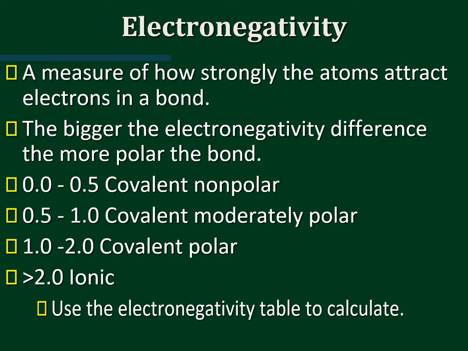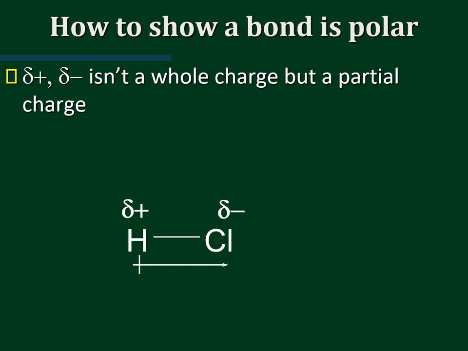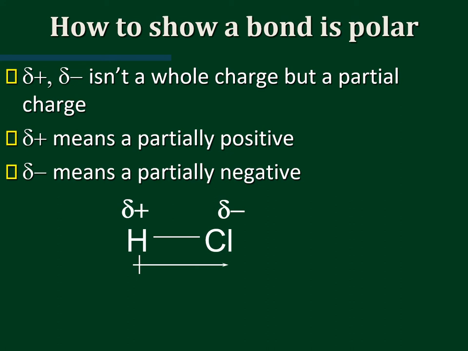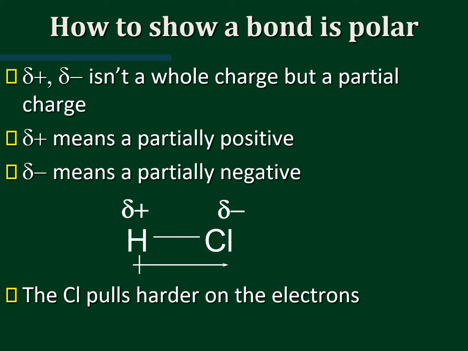So how do we show a bond is polar? Here is an example. We use the partial positive and partial negative symbols. This isn't a whole charge but a partial charge. This symbol means partially positive, and this one means partially negative. In the slide, we have hydrogen and chlorine. Hydrogen is partially positive and chlorine is partially negative, so the chlorine pulls harder on the electrons.